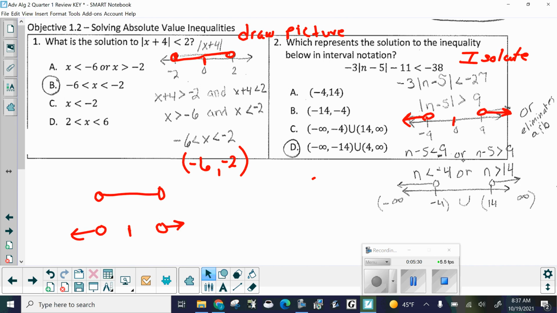So I write the word or. Then again, I have my n minus 5. How is it related to 9? It's to the right, or greater than 9. So I write that one.